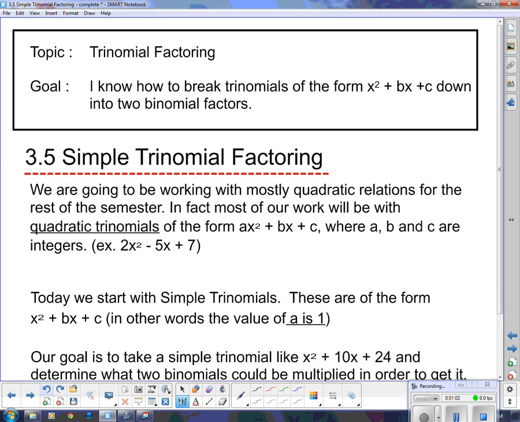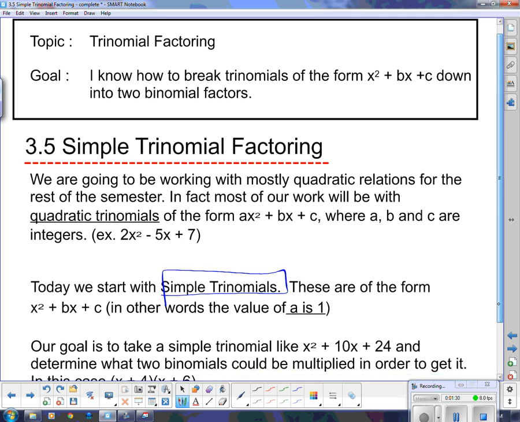Now, today we're going to start off slightly easier. Today we're starting with the simple trinomials, and what makes these trinomials simple is that they are of the form x squared plus bx plus c. They don't have an a out in front. Well, they actually do, but it's a 1, and we don't write it when it's a 1. And putting an a out here complicates things. So we're going to start easy and then work our way up to more complex trinomial factoring.